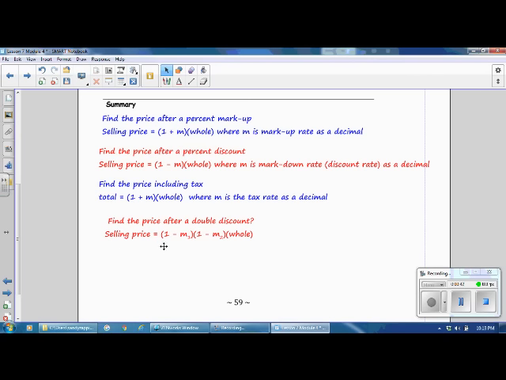And finally, find the price after a double discount. The selling price is equal to 1 minus m sub 1, where m sub 1 is the first discount, times the quantity 1 minus m sub 2, where m sub 2 is the second discount rate, times the whole.